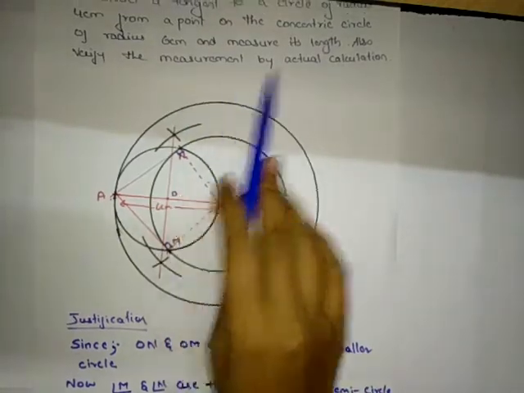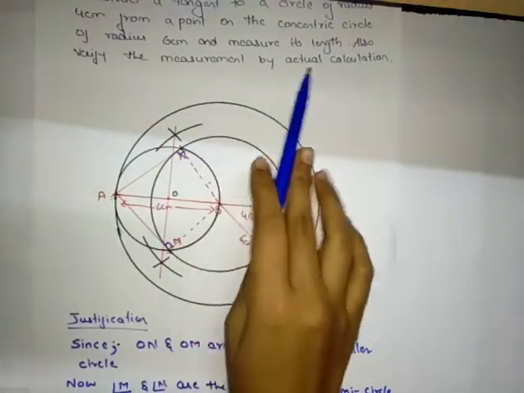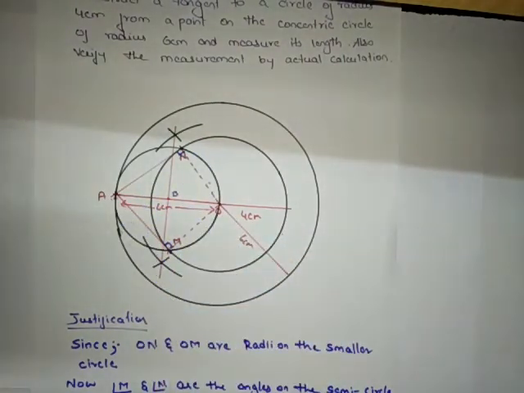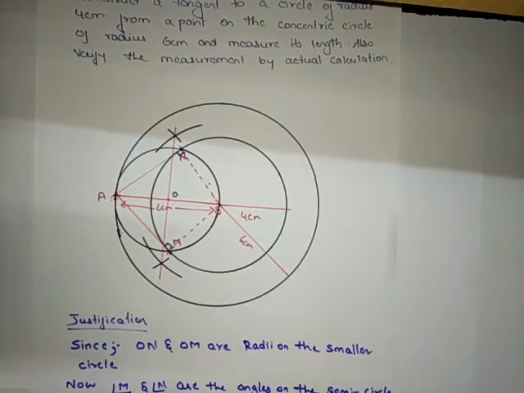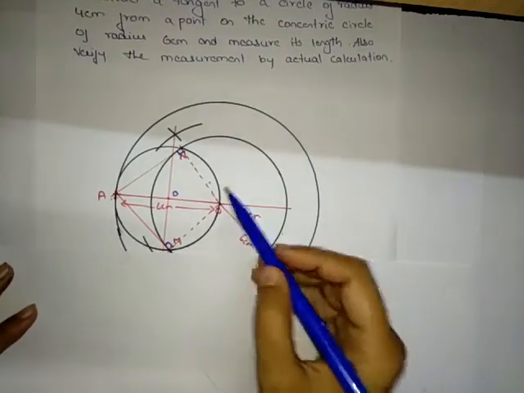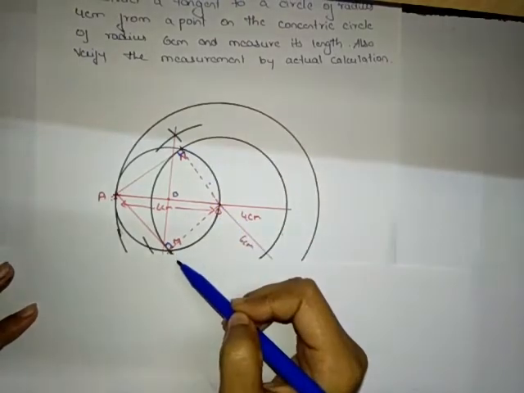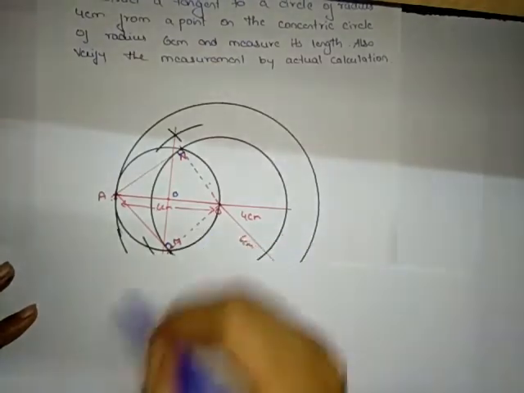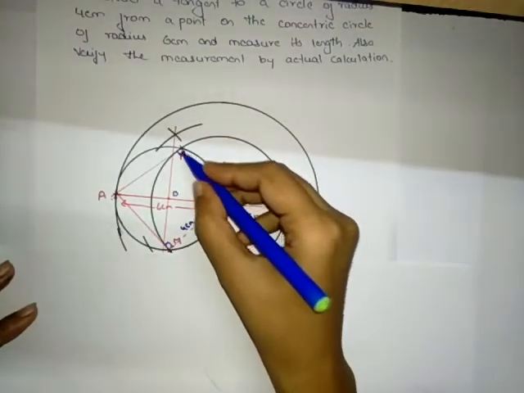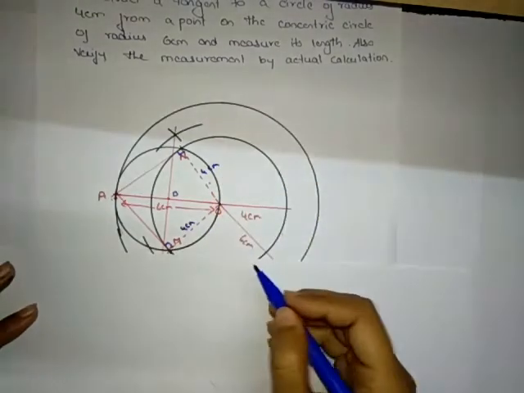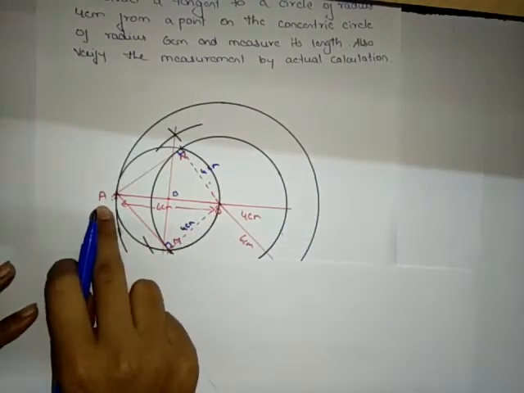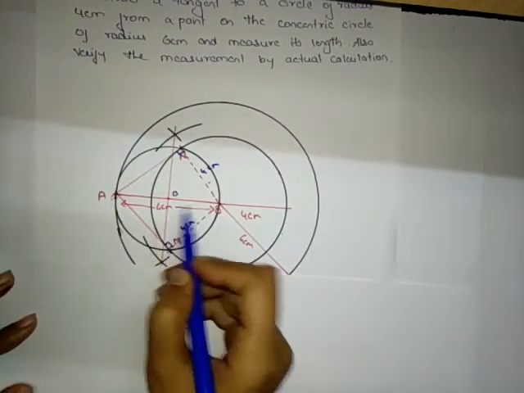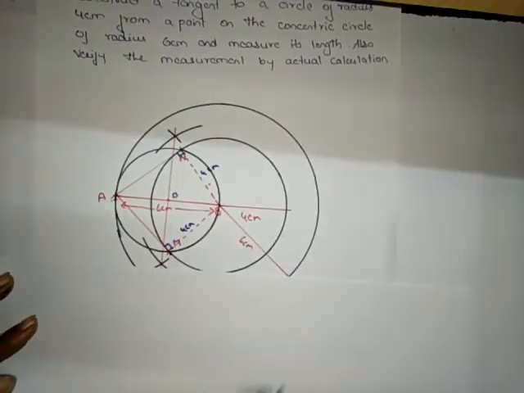And here they have asked us to also verify the measurement by actual calculation, right? We need to find the length of AN and AM by using actual calculation. So we'll begin. As you all know, ON and OM are the radii of the smaller circle, meaning this will be 4 centimeters, and this will also be 4 centimeters, right? OA is nothing but a radius of the bigger circle, that is 6 centimeters, which I have written here. Using this information, we will find the length of AN.